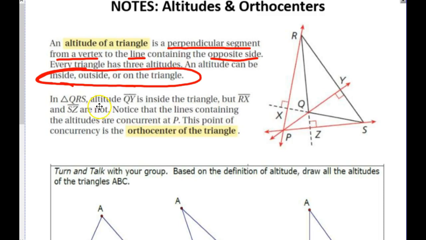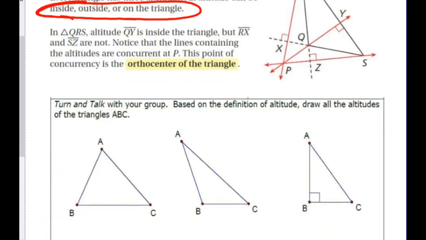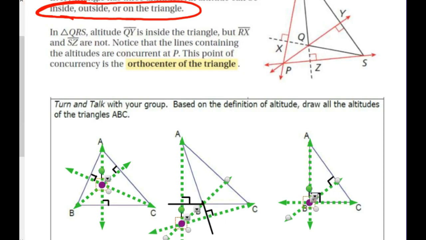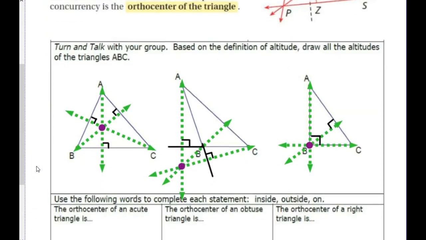So, let me show you what I mean by that. You can sketch this for me real quick, but I am giving you the fast version of 3 altitudes on all 3 of these triangles with purple dots. Ta-da! So, you can try to sketch that for me real quick. The first triangle made 3 altitudes, and they are inside. The second triangle has 3 altitudes that intersect outside, and the third triangle has 3 altitudes that intersect on the edge of that triangle.